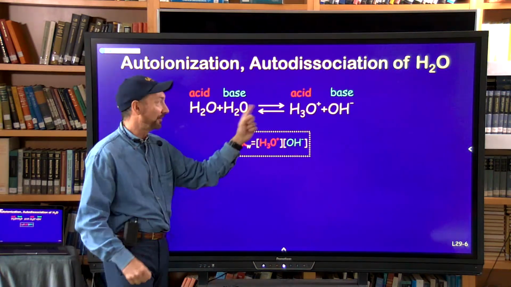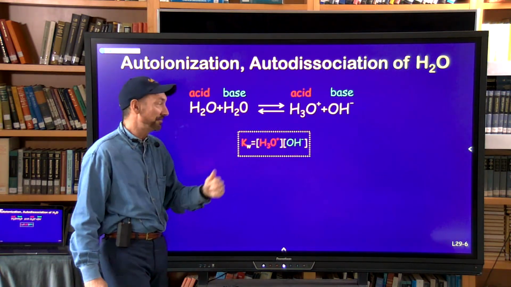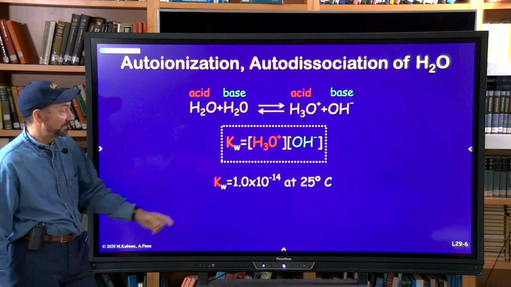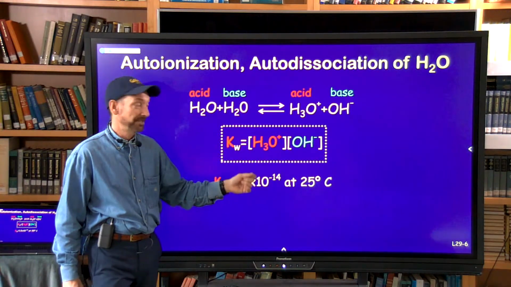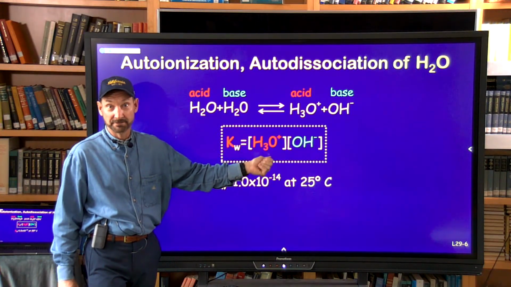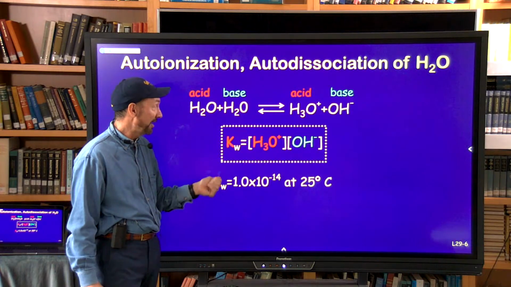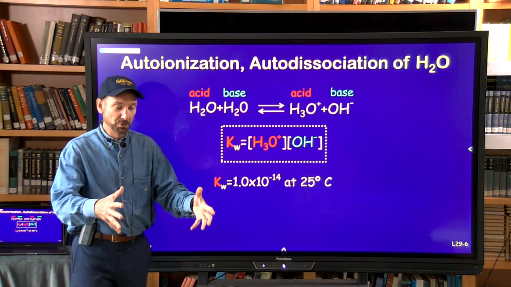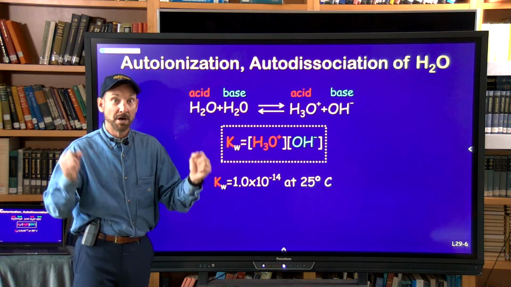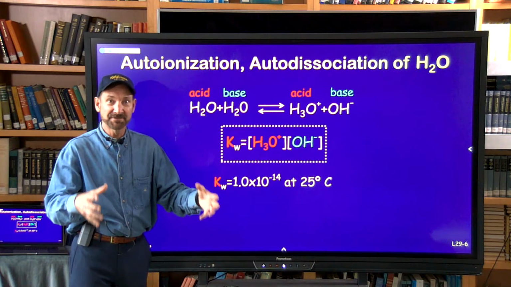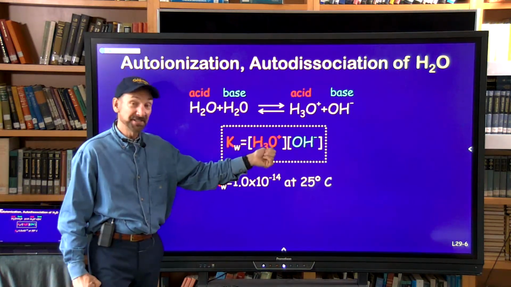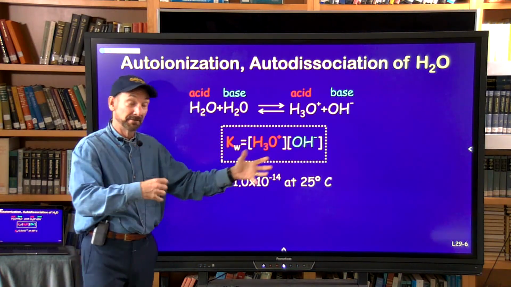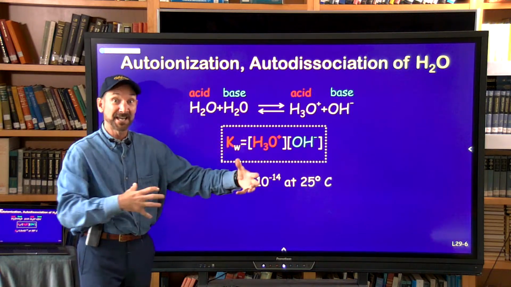How prevalent is that in water? The size of the K tells you. And that K is extremely small. It's 10 to the minus 14. So this barely happens in water. But we take it into account. And why is it important to take into account? Because everything you do in water, all the equilibrium expressions have to be satisfied at the same time. That means this equilibrium is always satisfied in liquid water. No matter what else you put in there, those equilibria will all be satisfied simultaneously.